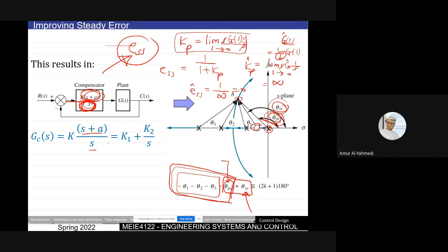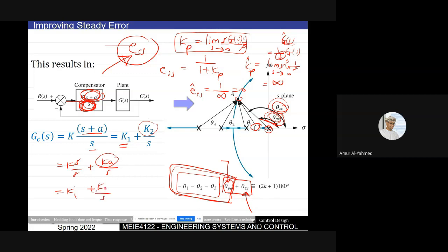So if I simplify it, S will go with S. I'll have K1, and I'll have A times K as K2 over S. This one is K S over S plus KA over S. So this one, S will go with S. I'll call this K1, plus this one, I'll call it K2 divided by S.